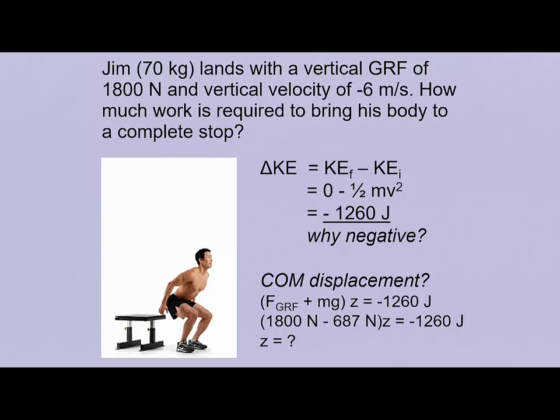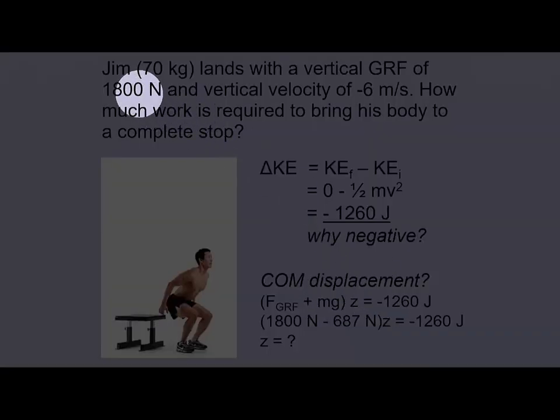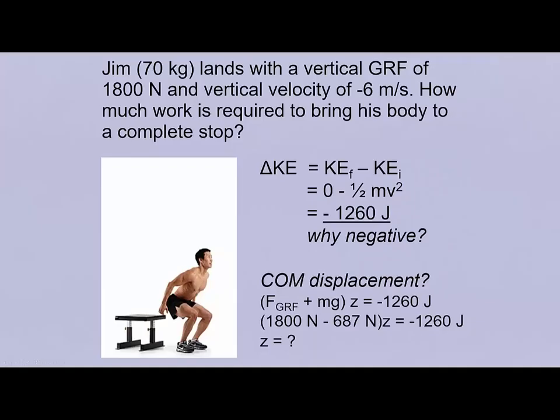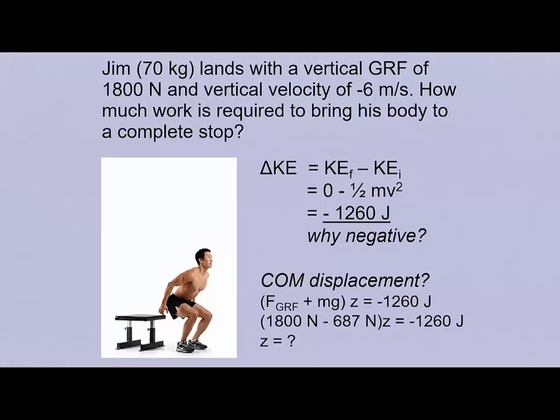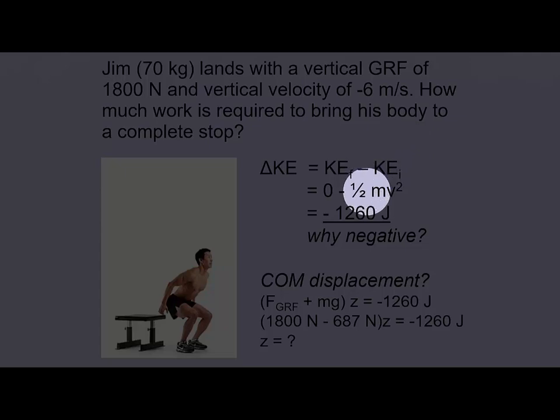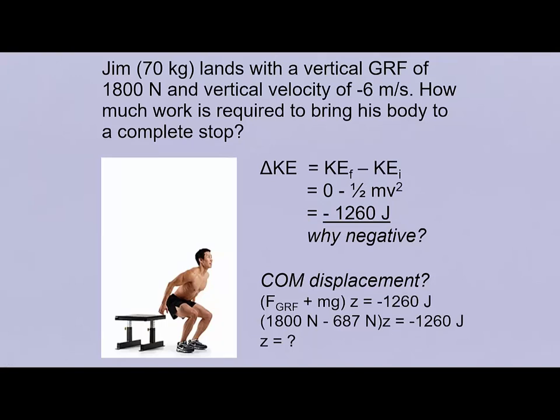For this specific question, we don't even need this part. All we need is velocity. So what does the scenario say? Jim landed with a vertical velocity of negative 6 meters per second. So how much work is required to bring his body to complete stop is dependent on that change in kinetic energy. Well, what does he want to do? He wants to come to a complete stop. So therefore, the final kinetic energy is obviously 0. The initial kinetic energy is governed by this equation, 1/2 his mass times velocity squared. So if you do the math, enter 70 kilos for his mass. He landed with a vertical velocity of 6 meters per second. You square that, you end up getting negative 1,260 joules.